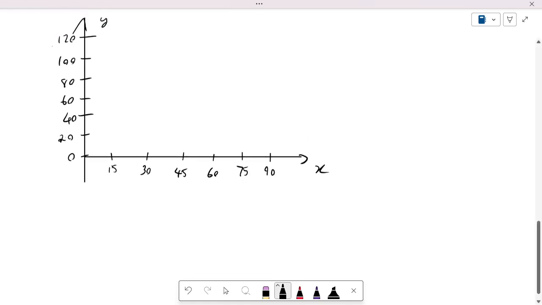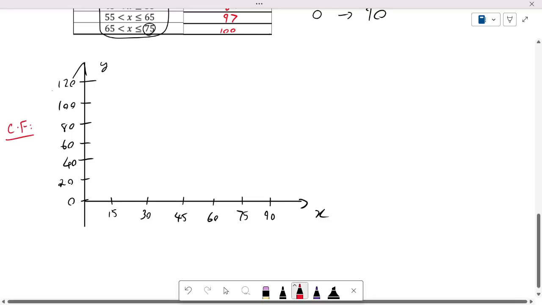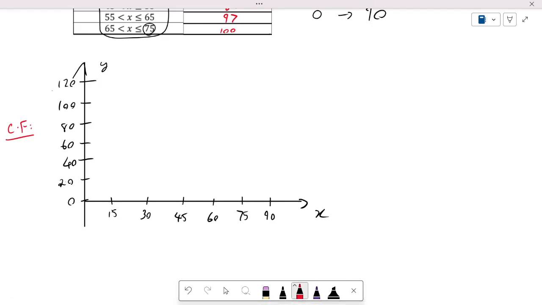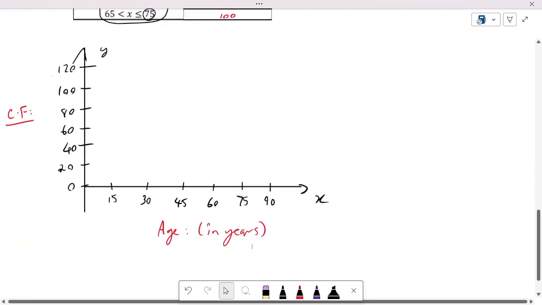And don't forget to label your axes. This axis over here will be the cumulative frequency. For now, you need to label it in full, but because I am doing a rough sketch over here, I'm going to do it in short. And then over here would be the age in years. Because remember, that's what they gave us, the age in years.